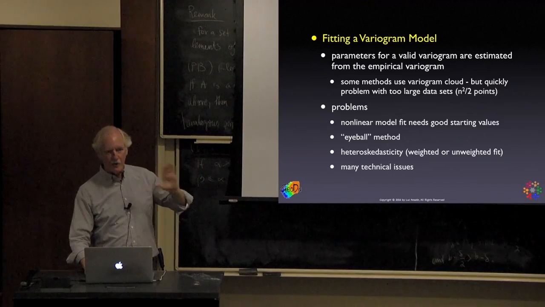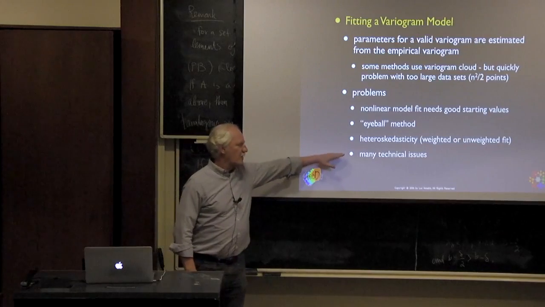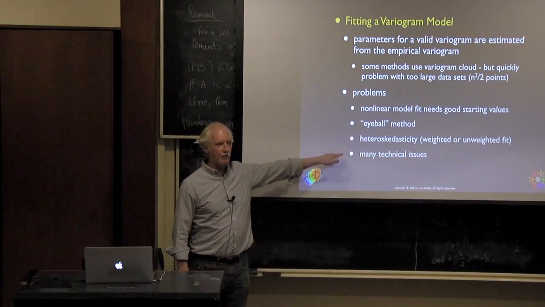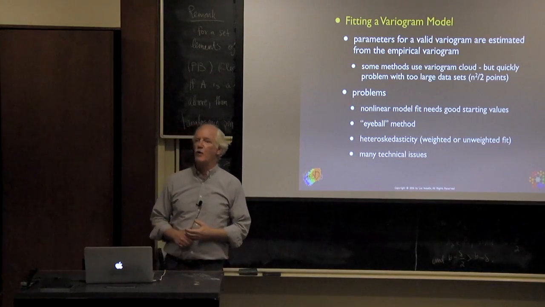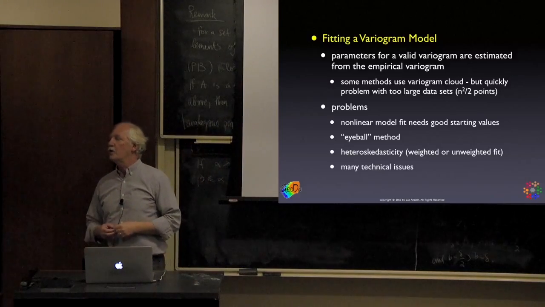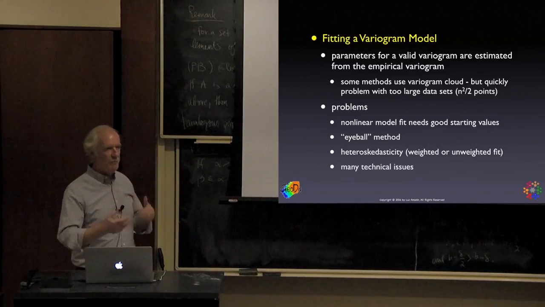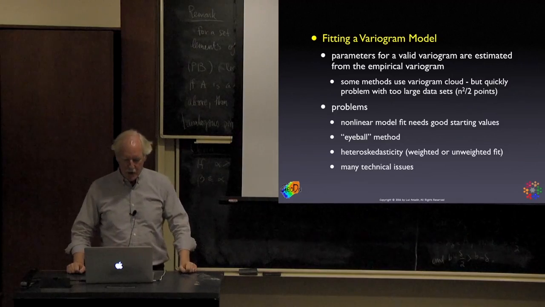There are also other ways of fitting this, as I point out here at the bottom. Many technical issues, and I'm not kidding you, right? There are whole books written on how to do this, and not just for continuous variables, but for count variables, for 0, 1 variables. There is space-time, cross covariograms with multiple variables, and so on.